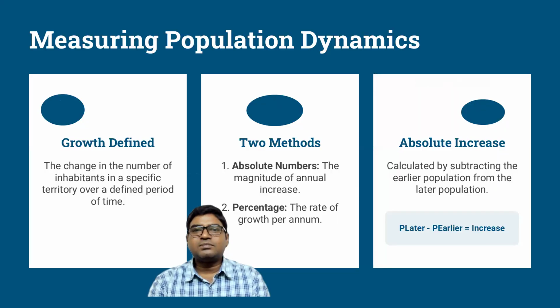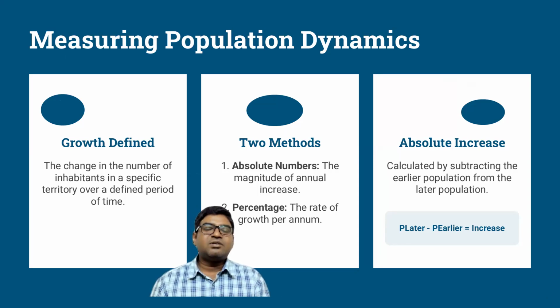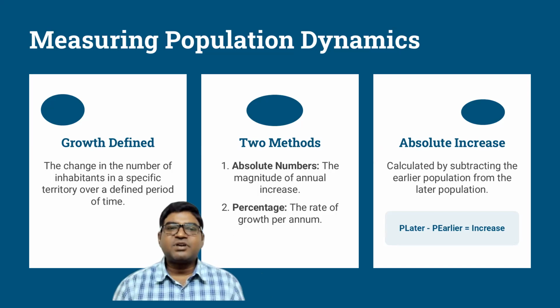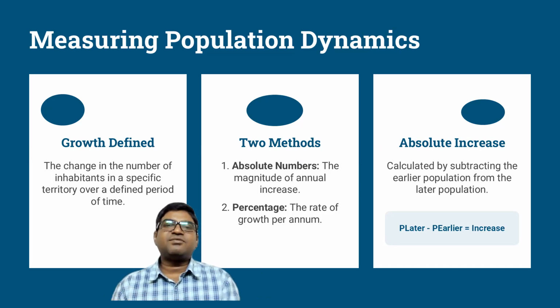Now, measuring the population dynamics. First, we look at how to measure, or what is the measurable criteria. Then we look at what are the methods that we have and whether it is increased or decreased. That aspect we are going to see. Growth is defined as the change in the number of inhabitants, the number of people living in a specific territory, over a defined period of time.